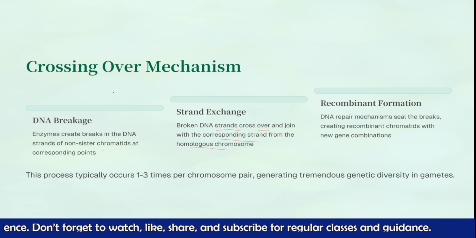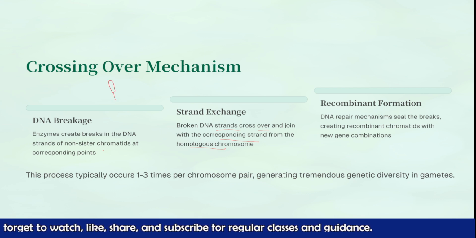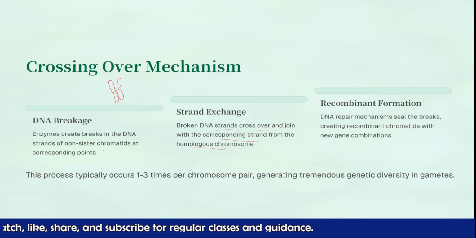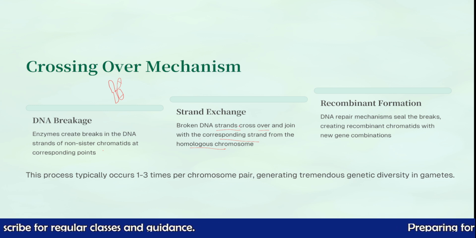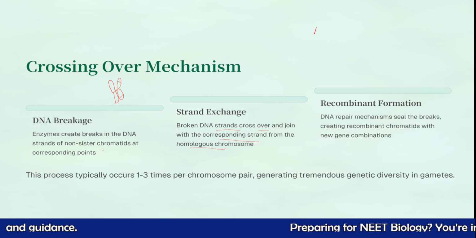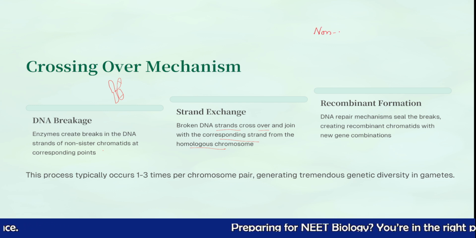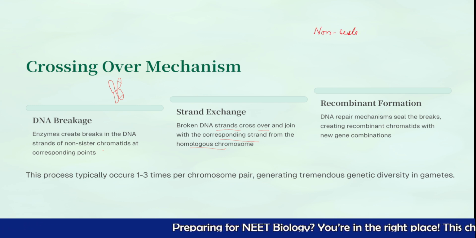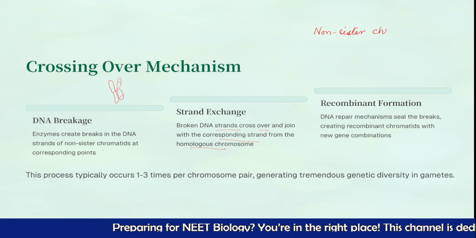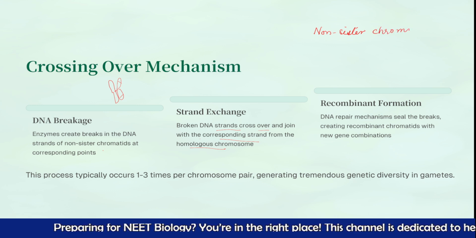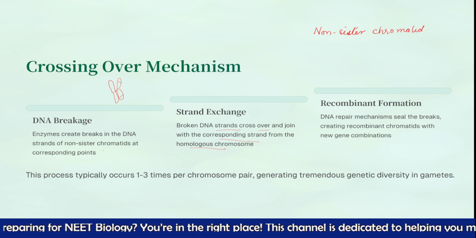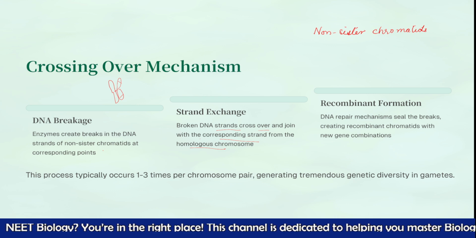After that, the broken DNA strand crosses over and joins with the corresponding strand from the homologous chromosome. So in the chromosome part, a breakage happens. Then after that, they will join with the next homologous chromosome. And another important thing: only non-sister chromatids always undergo crossing over. Okay, non-sister chromatids. We'll go back to the diagram again.